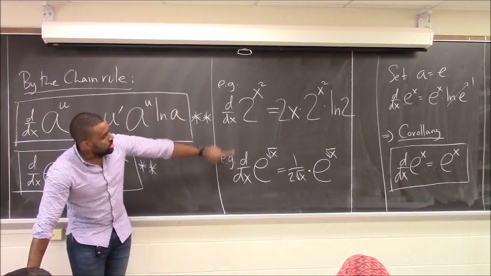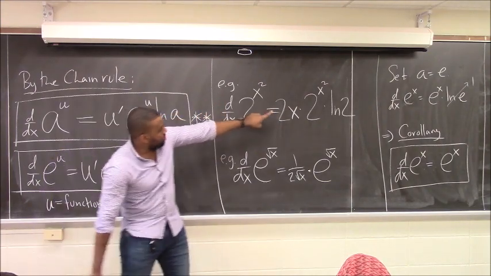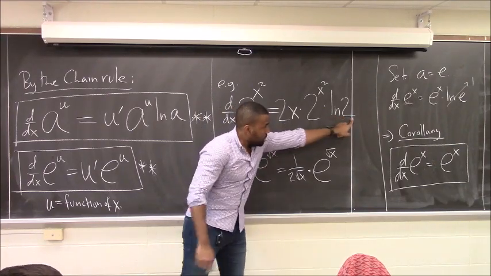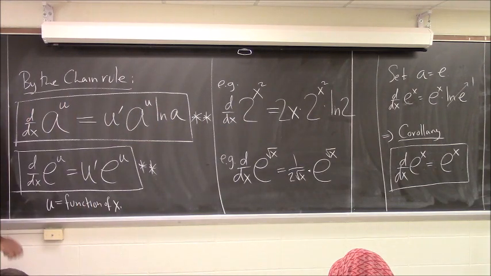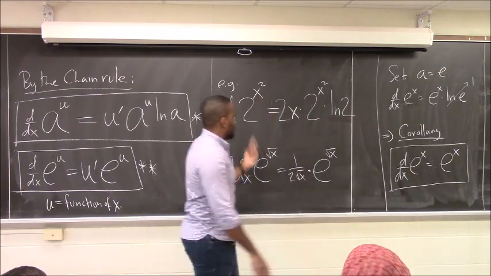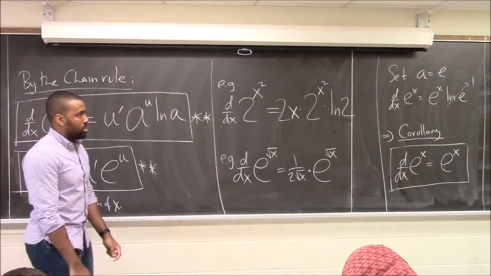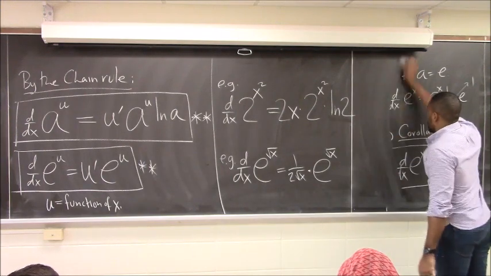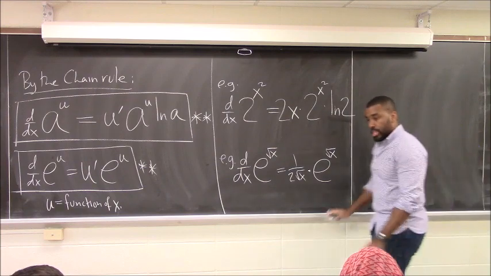For e to any power, if you have some other base to a power, it's the derivative of the power times the original function times ln of the base. So you have to attach this part if your base is not e. So now we already know how to find the derivative of relatively complicated functions without having to go through the entire limit definition. You can just know that's the rule for these functions. So that's how we differentiate exponentials.